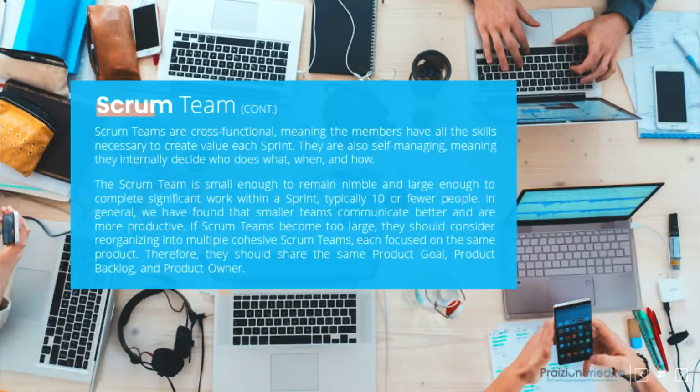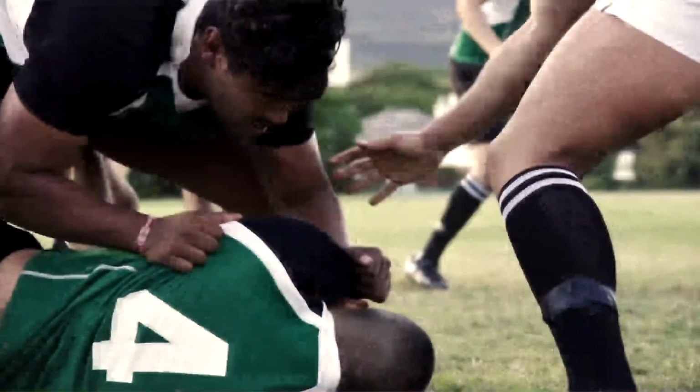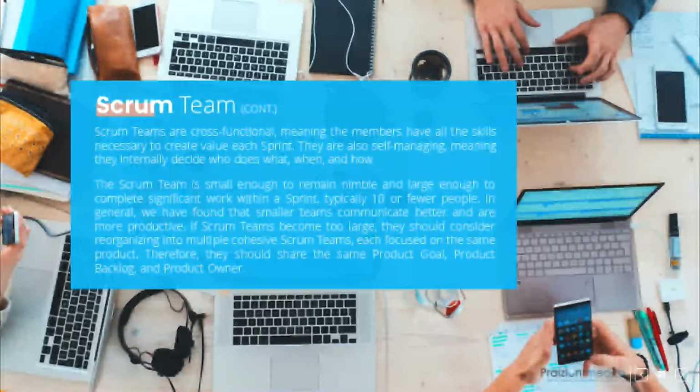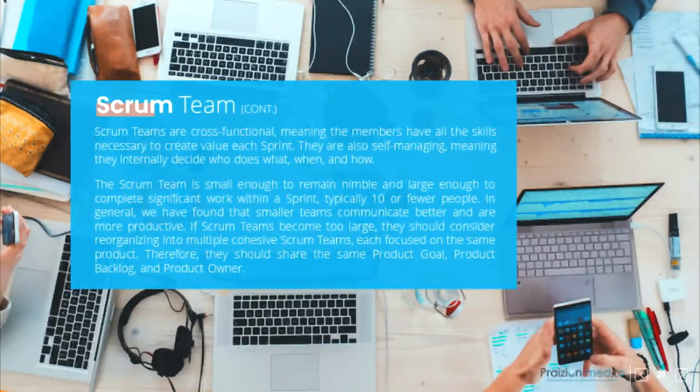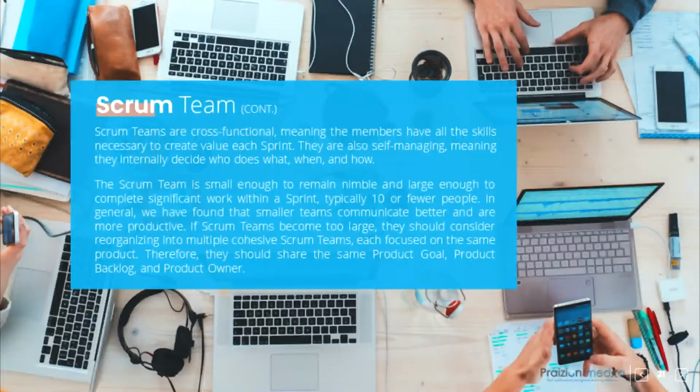The Scrum team is small enough to remain nimble and large enough to complete significant work within a sprint. Typically 10 or fewer people. In general, we have found that smaller teams communicate better and are more productive. If Scrum teams become too large, they should consider reorganizing into multiple cohesive Scrum teams, each focused on the same product. Therefore, they should share the same product goal, product backlog, and product owner.